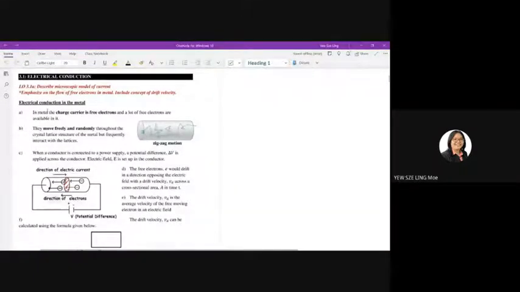So, electrical conduction in a metal. We are going to focus on metals, how charge moves in metals. That is what is in our syllabus. We're not going to look at superconductors and so on. Those are not in our syllabus. Our syllabus right now is just electrical conduction in metal.